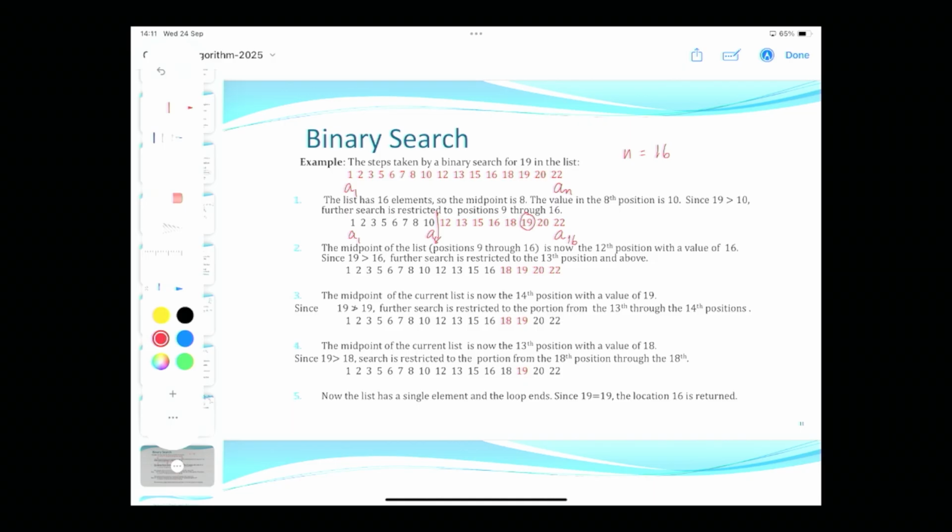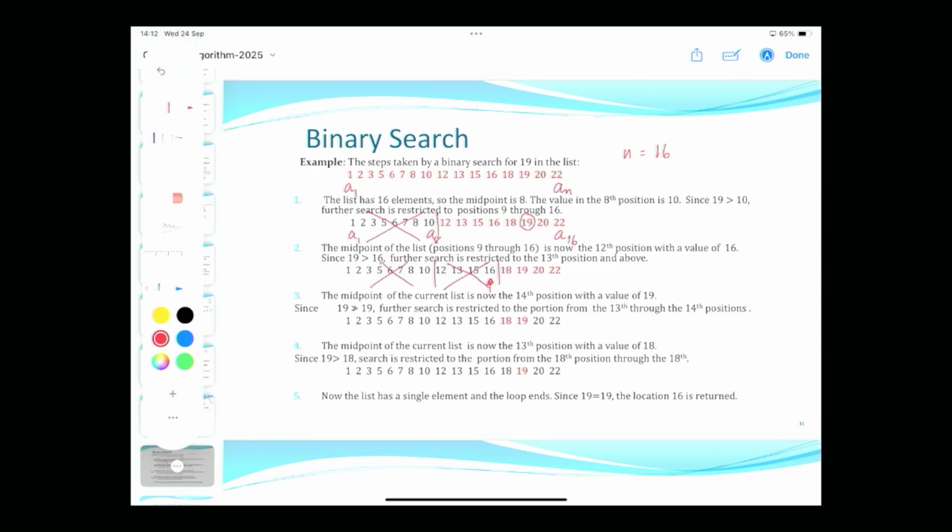But the algorithm doesn't know right now. So it checks the largest element in the first list, which is A8, which is 10. 19 is greater than 10. So that is not possible to be here. So removing this part, and then with the remaining list, cut in half again and check the largest element. If x is greater than this, yes. So we remove this one again.